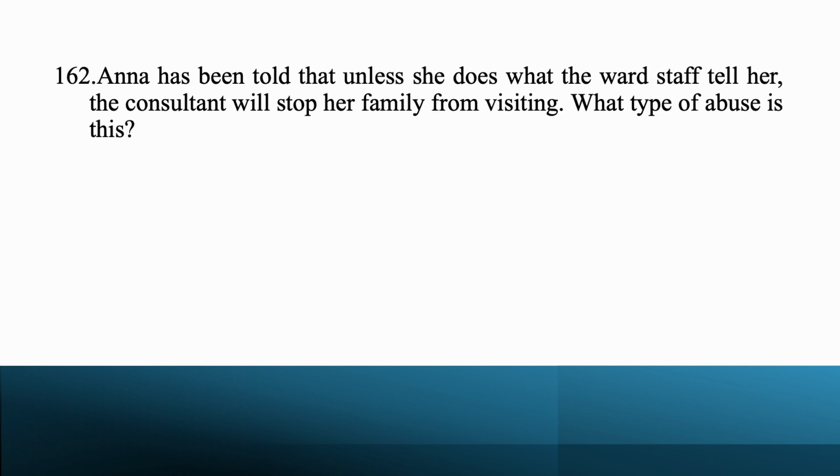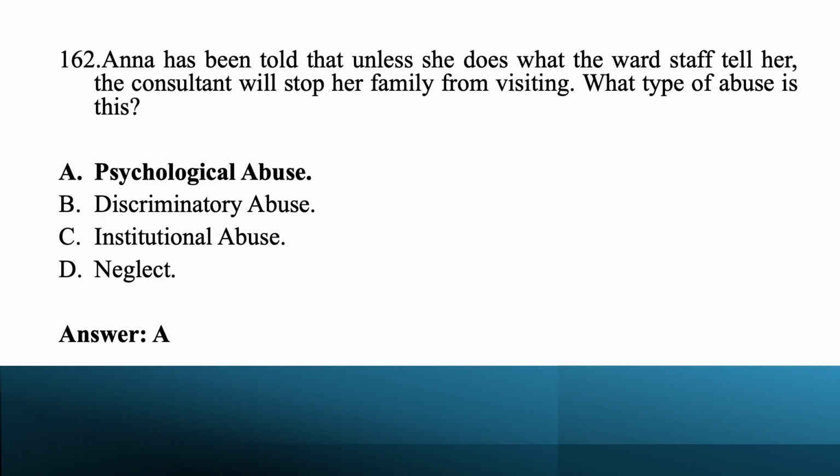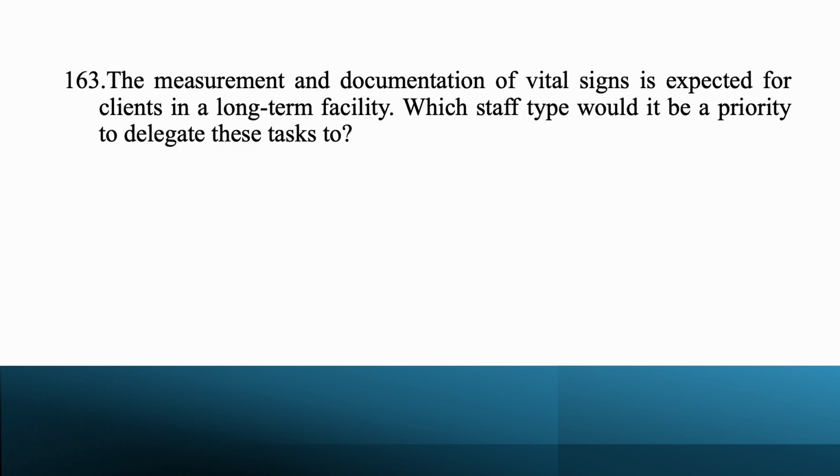Question number 162. Anna has been told that unless she does what the ward staff tell her, the consultant will stop her family from visiting. What type of abuse is this? Option A, psychological abuse. Option B, discriminatory abuse. Option C, institutional abuse. Option D, neglect. The correct answer is option A, psychological abuse.